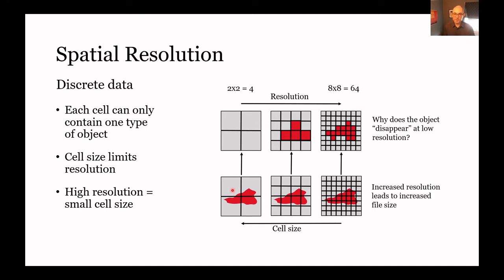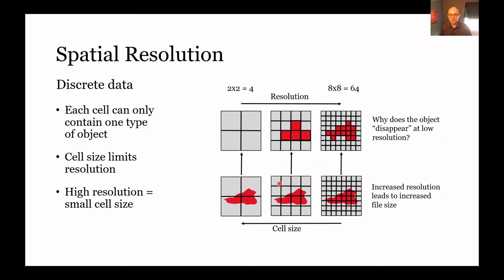Because this is less than 50% red, it's grey, it disappears there. This is less than 50% red, or it's more than 50% grey, depending on how you want to define this, so it's grey up there. Equally, we can see this then just disappears. We don't measure this object. It's gone. It vanishes from our data.